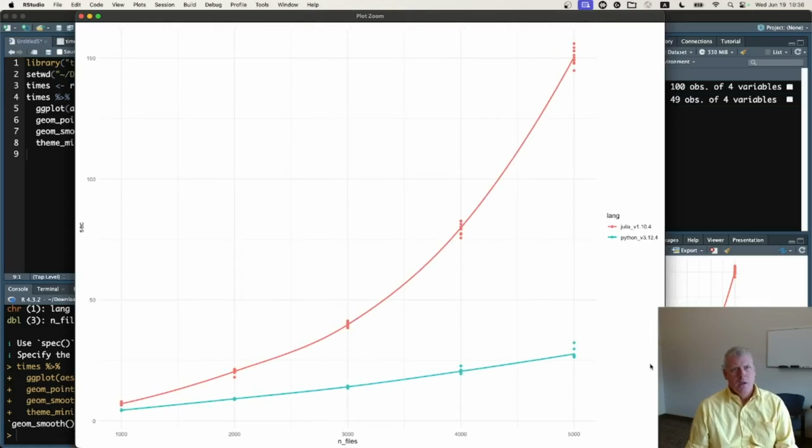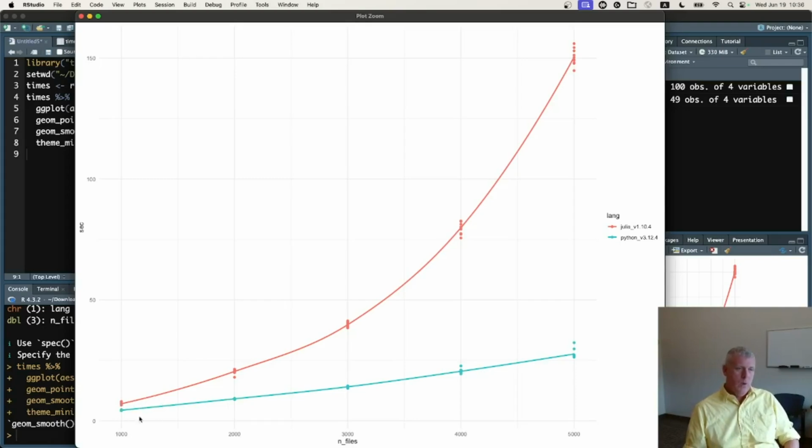Okay. So the legend's kind of small, but this top line is Julia. This kind of orange line is Julia. So on the x-axis, we have number of files. We have 1,000, 2,000, 3,000, 4,000, 5,000 files on the x-axis. On the y-axis, we have number of seconds that it took to create that deeply nested dictionary data structure. Okay, so yeah, that orange is Julia, and the green, teal, what have you, is Python.